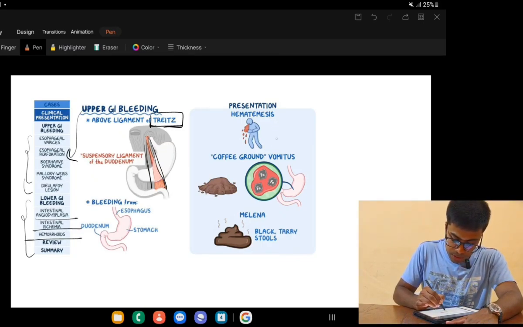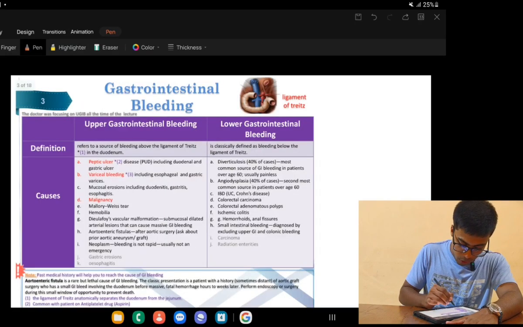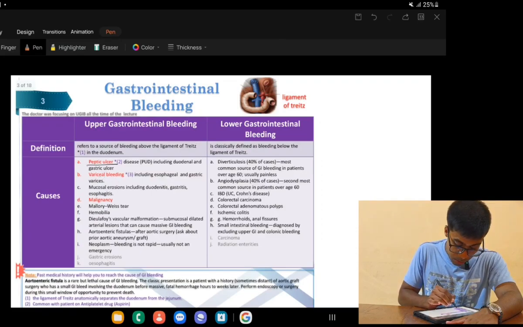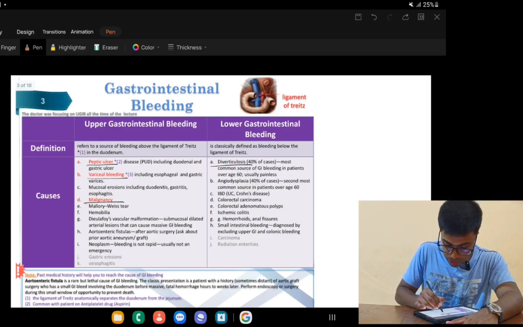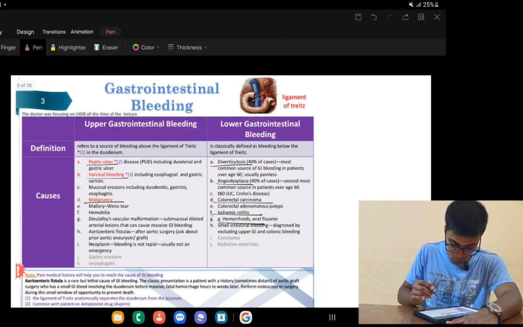This comes under the lower GI bleed. Presentation: hematemesis, coffee ground vomitus, and melena. This comes under the upper GI bleed. So upper GI bleed, what we see is peptic ulcer, variceal bleeding, malignancy. Lower GI bleed: diverticulosis, angiodysplasia, colorectal carcinoma, ischemic colitis, hemorrhoids, and many more.